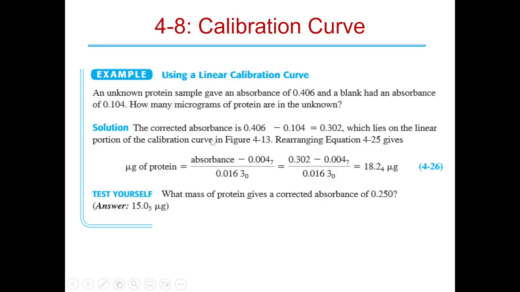This would lie inside the linear range of your calibration curve, seen in 413. You rearrange the equation, 425 would give you this: the micrograms of protein in that sample equal the absorbance minus this value over that value. Literally, that's just solving y equals mx plus b, right? There's your minus b, there's your slope. Everybody okay so far? Do the math, you get 18.2 micrograms, underscore 4, just so you have the extra digit in case you want it.